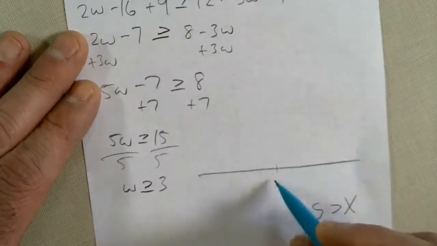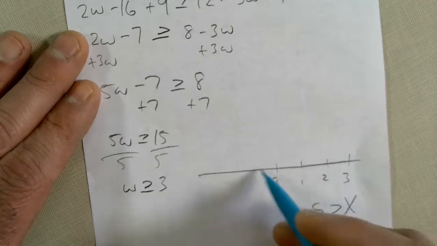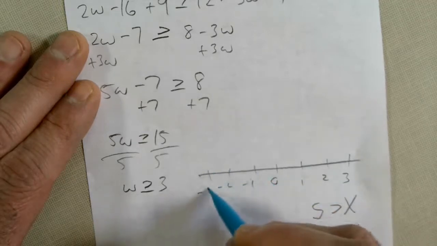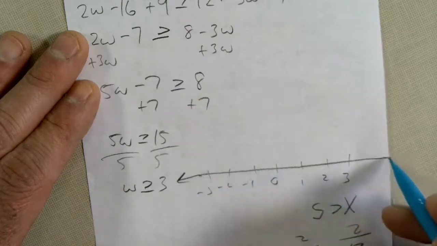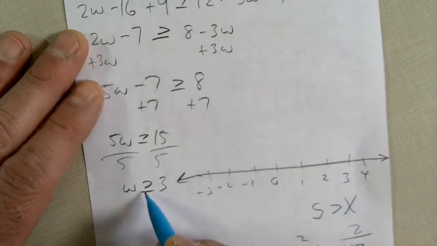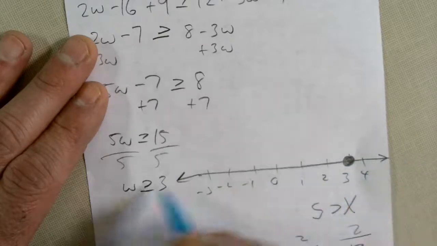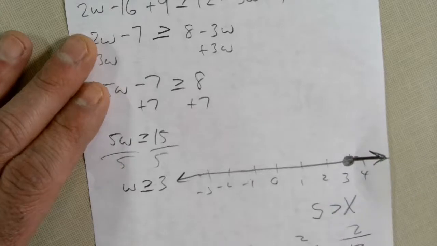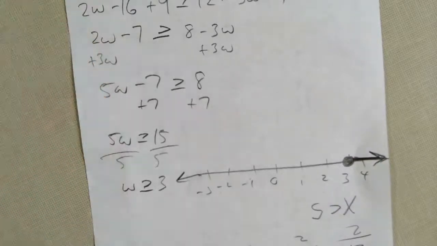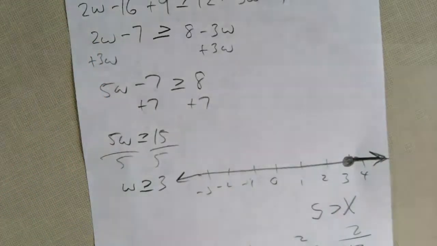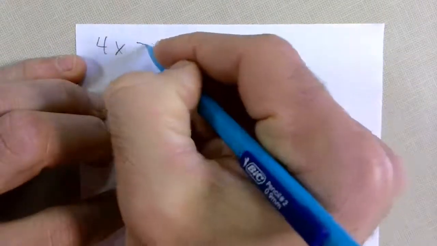Then to graph it, put a 0, 1, 2, 3, negative 1, negative 2, negative 3. You just put as many numbers as you need. Now, 3 is my magic number, and it should be closed because it includes 3. And since it's greater than, I'm going to the right. Shade it all in. Done. Okay, let's do another example. These are all basically the same thing. So, once you understand how the inequality part works, it's really the same as doing what you've already done with equations.